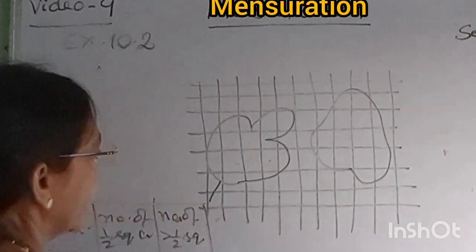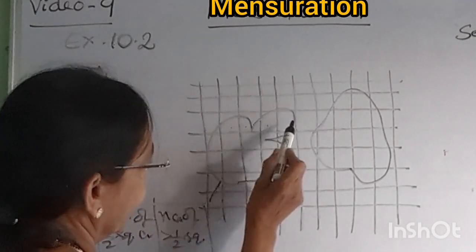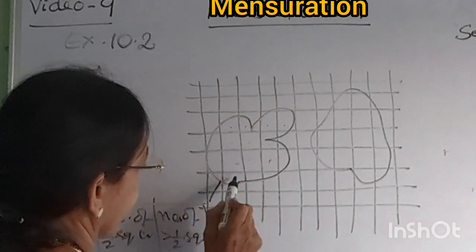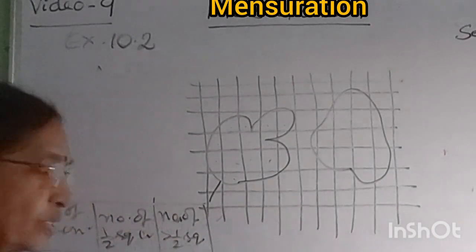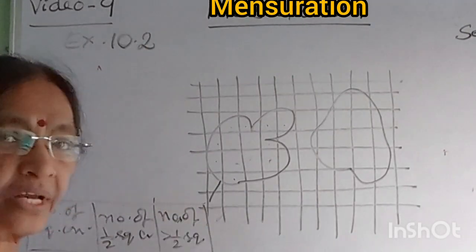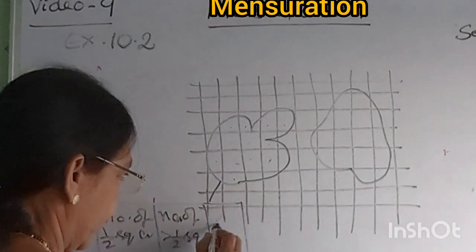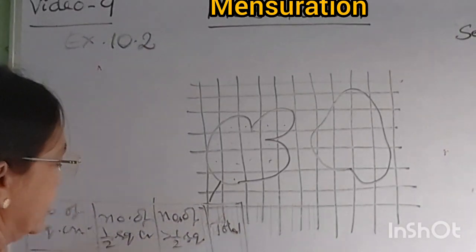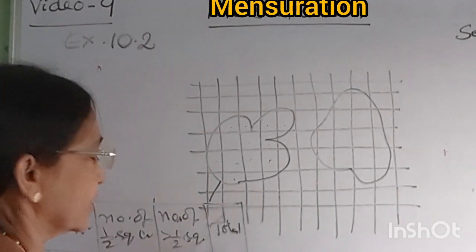Next, greater than half square centimeters. 1, 2, 3, 4, 5, 6, 7, 8. There were 8 greater than half square centimeters. We need not find the less than half square centimeters. Therefore, total area is equal to 5 square centimeters plus 8 greater than half square centimeters.